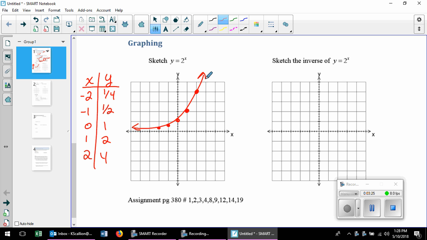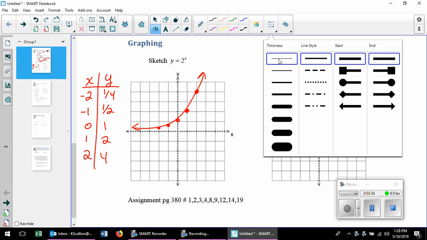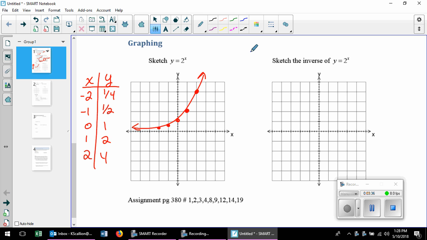Great, we did that in chapter 7. That's good. You guys can do that easy peasy. So now we're going to do the inverse of that. What happens to my table of values? They get switched. So my x is a quarter, now my y is -2. My x is a half, my y is -1. This is 1, this is 0.